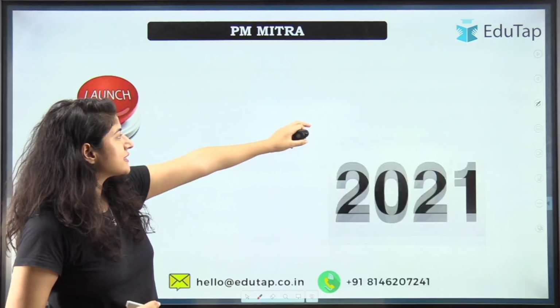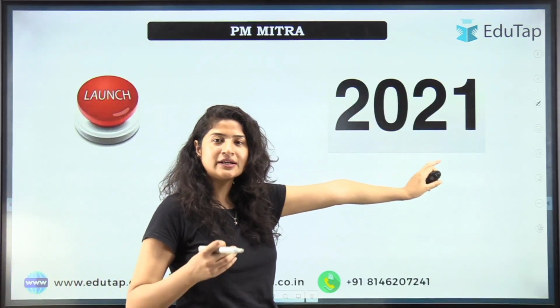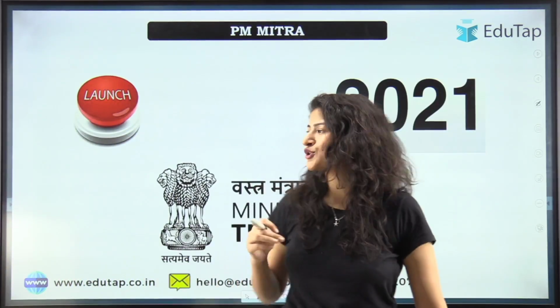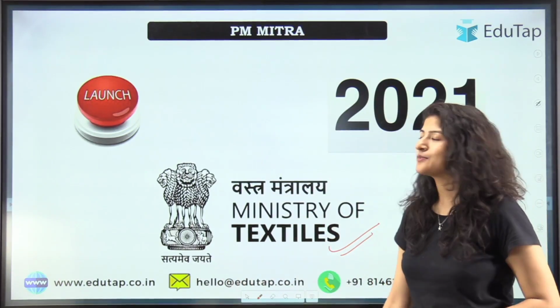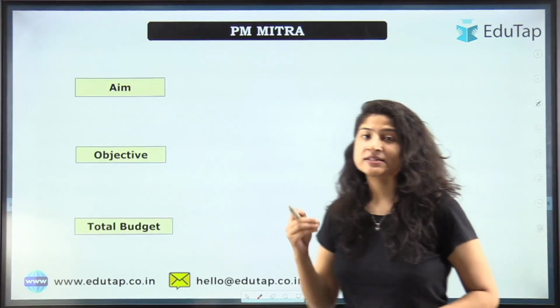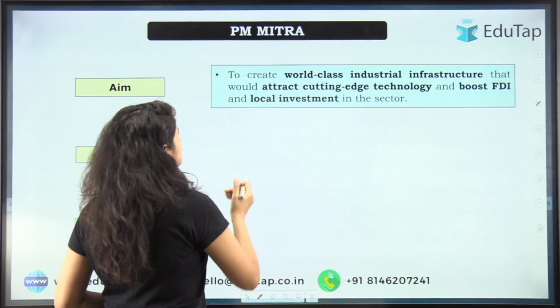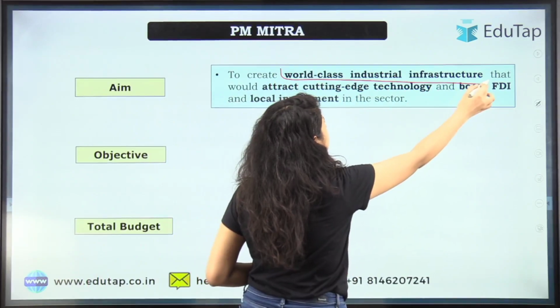So see, the launch year of this scheme is 2021, and the ministry, it is quite easy to guess, is your Ministry of Textiles that will take care of everything that comes under this particular initiative. Now, what is the aim of this scheme? So here, see, the aim is to create world-class industrial infrastructure.